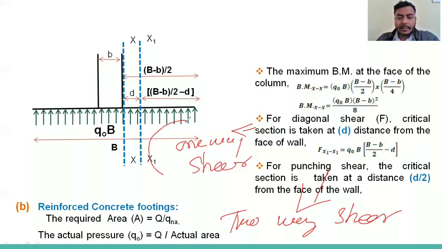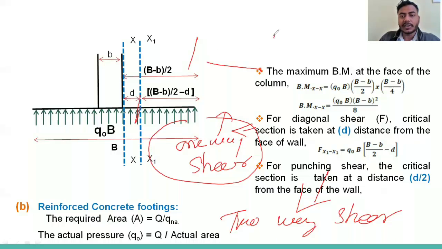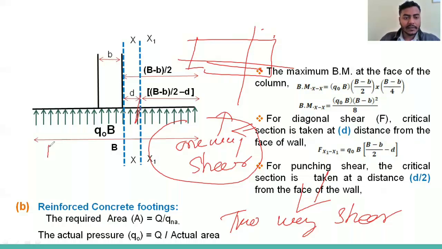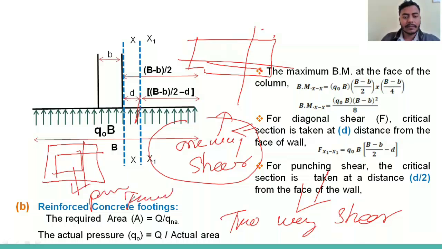By name, you can get some idea. One way means one direction. Suppose this is the foundation; the shear is happening either in this direction or in this direction. So this is called one-way shear. Suppose this is the footing, and shear is happening from both directions, like this and like this also. So this is called punching shear, or two-way shear.